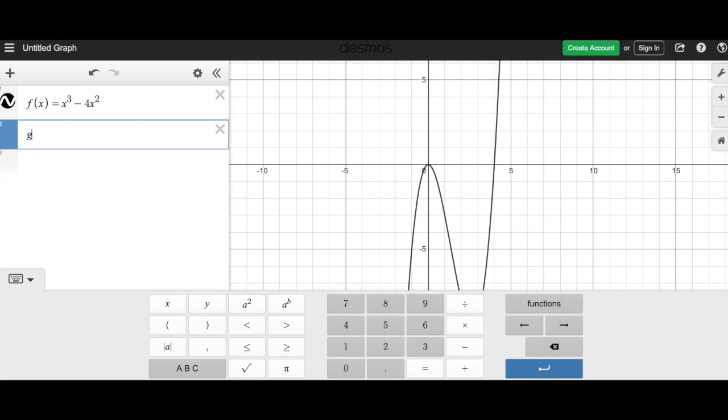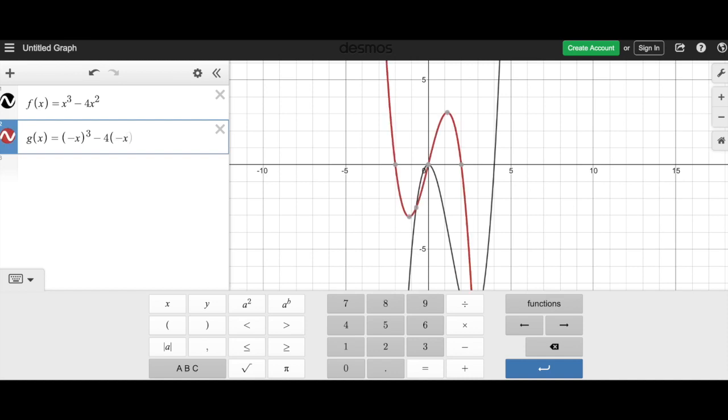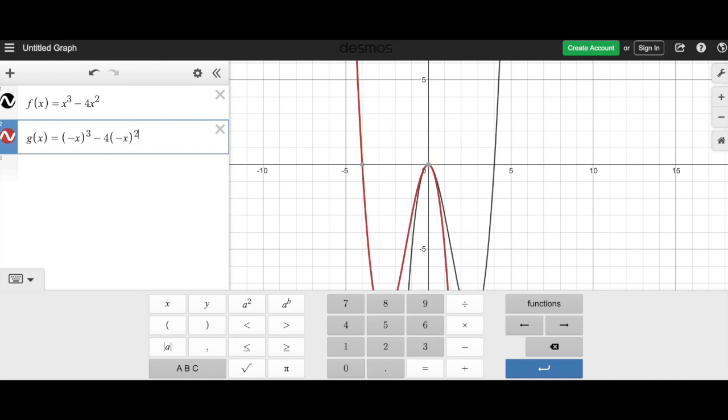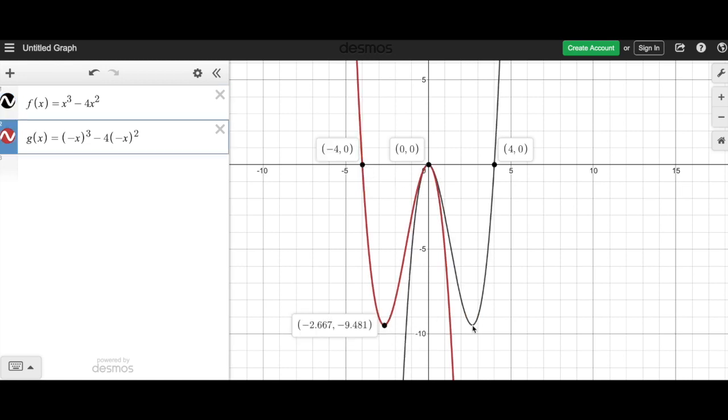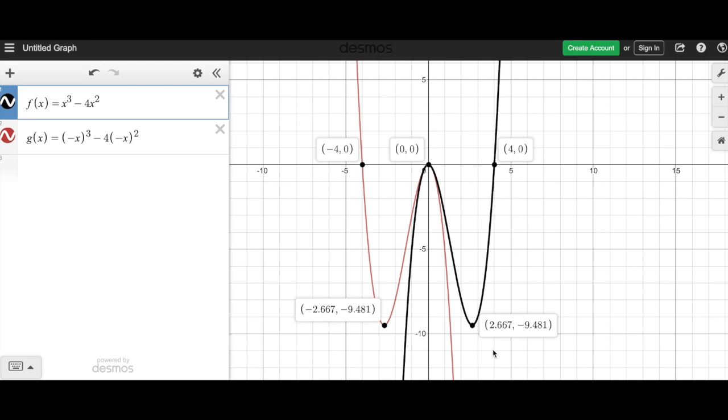So let's graph our g of x function, the function that we believe and we know is reflected across the y-axis. Negative x cubed minus 4 times negative x squared. And just as we suspected, our point 0, 0 stays the same. We have 4, 0, and we reflected to negative 4, 0, and then we can see these other points as well are also a reflection across the y-axis.